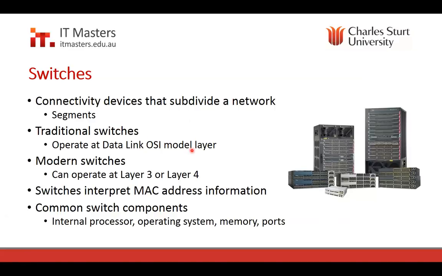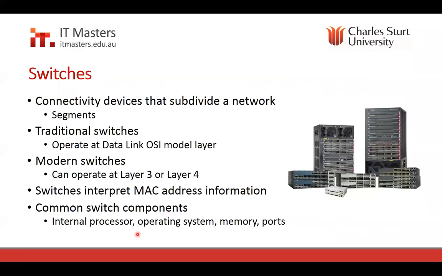Switches are basically connectivity devices that subdivide a network into things called segments, not to be confused with a TCP segment. Different segment, sorry for the confusion. It's not my fault, I didn't make the term up. Traditional switches will operate at the data link layer, so layer 2. Modern switches, however, can also operate at layer 3 and 4. So you often hear the term layer 3 switch. It's really just a router and a switch in the same box. That's all it is. Switches interpret that MAC address information, so the address that lives at layer 2. Okay, so the MAC address, a 12-digit hexadecimal address that is burned into our network interface cards.